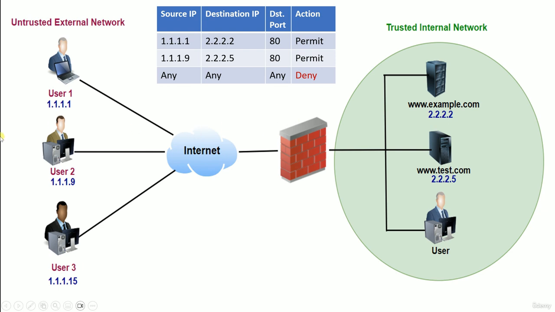Similarly, when this user, who has 1.1.1.9, tries to connect to the destination that has the IP 2.2.2.2, it would get denied because he is allowed to connect only through 2.2.2.5. All right, so this is how a legacy network firewall works. Let's understand the limitations.